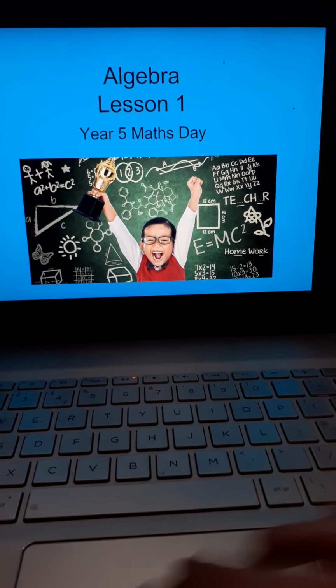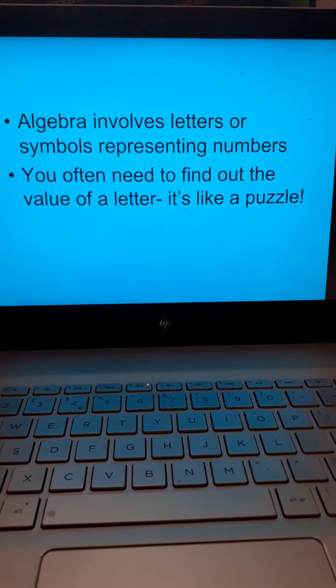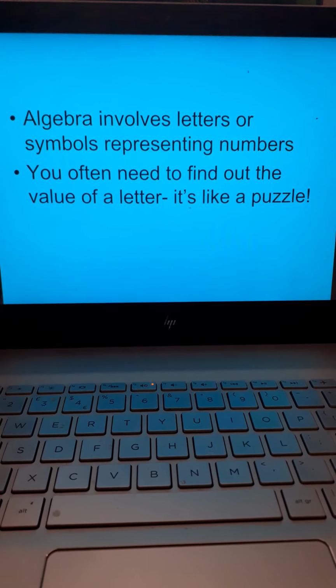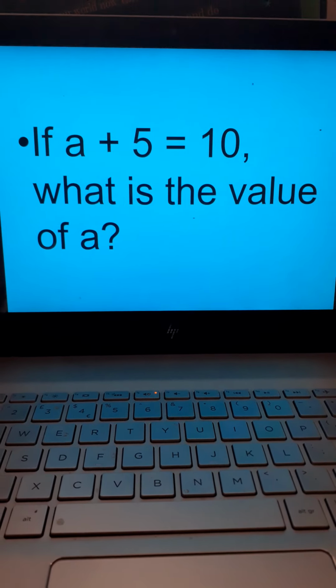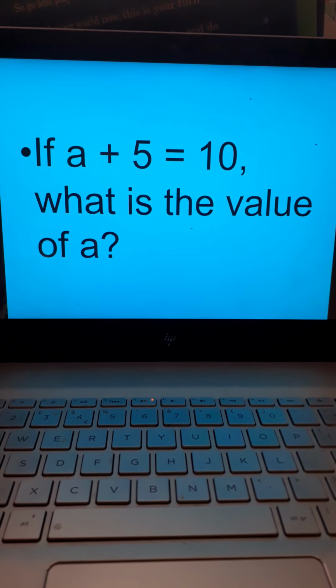Is that going to work? No. Okay, there we go. Jolly good. Algebra involves letters or symbols representing numbers. You often need to find out the value of a letter. It's like a puzzle. So, if A plus 5 equals 10, what's the value of A?